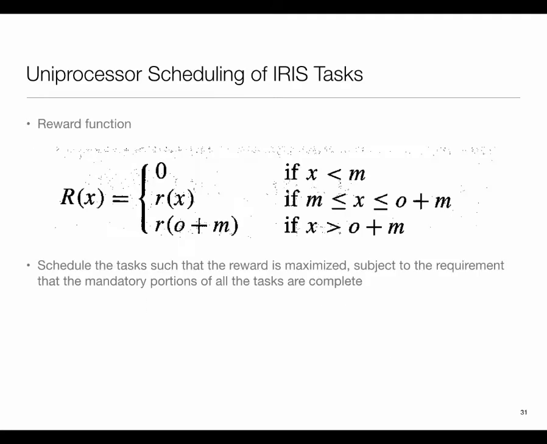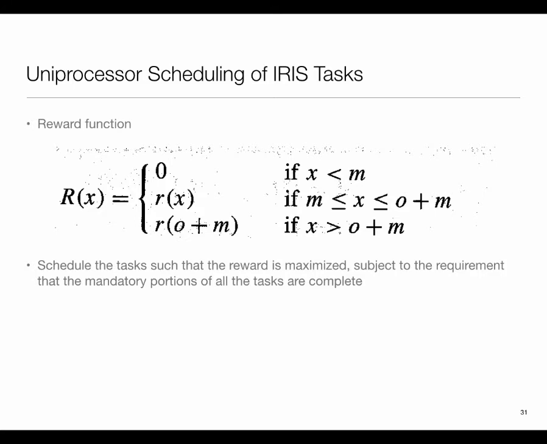So a very good model is that I can think of my task as providing a reward or a utility. If I give the task time less than m, then I get absolutely no service out of that task. So it's basically a failure. If I am in some zone m through O plus m, then I am going to get some utility, and this utility function, or reward function r of x, is going to be some sort of monotonically increasing function.